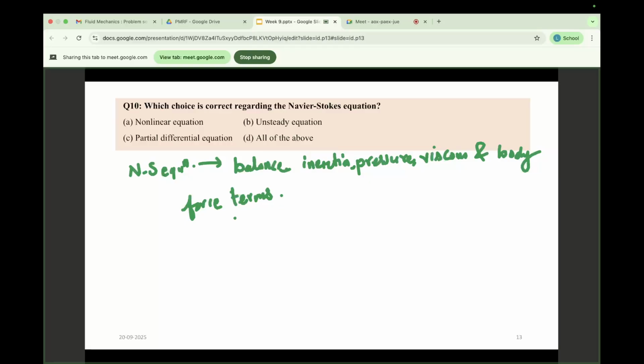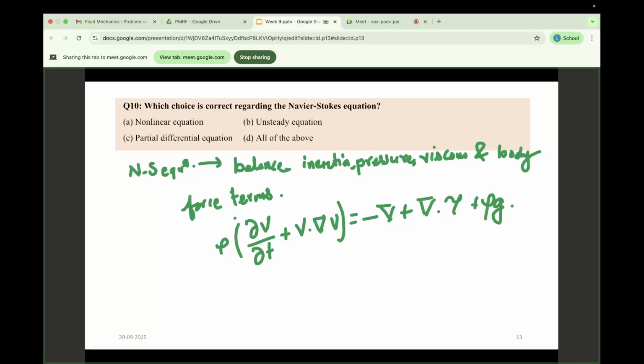Now, in terms of vector form, this Navier-Stokes equation can be written as follows. This equation you need to remember sometimes. So this is another equation.